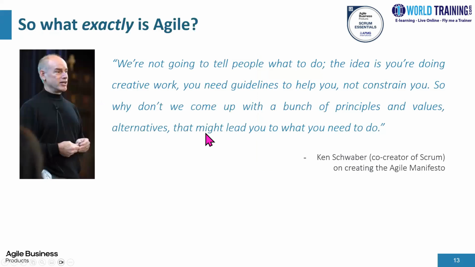So what exactly is Agile? This is what Ken Schwaber has to say, who is a co-creator of Scrum and worked on creating the Agile Manifesto. He says, we're not going to tell people what to do. The idea is you're doing creative work. You need guidelines to help you, not constrain you. So why don't we come up with a bunch of principles and values, alternatives that might lead you to what you need to do.